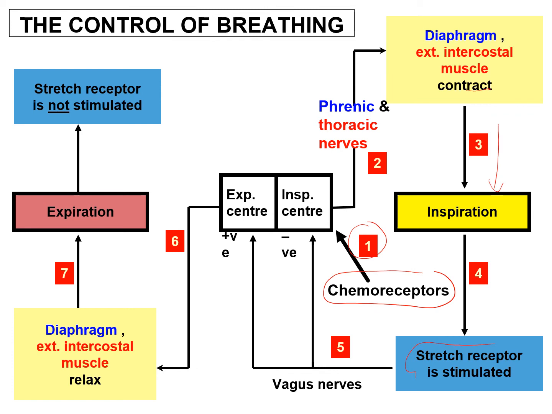Inspiration will cause stretch receptor to be stimulated. The stimulation of stretch receptor then will send impulse through vagus nerve. The impulse to inspiratory center is to inhibit, while impulse to expiratory center will stimulate. Okay, then expiratory center, when it is stimulated, it will send impulse to diaphragm and external intercostal muscle to relax. So we will be able to expire or exhale. During expiration, stretch receptor is not stimulated.